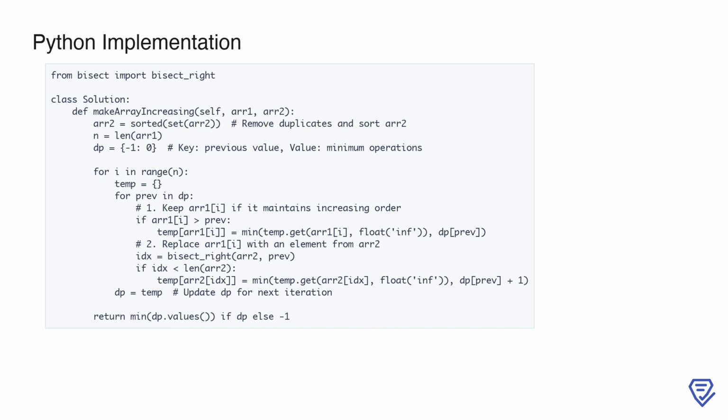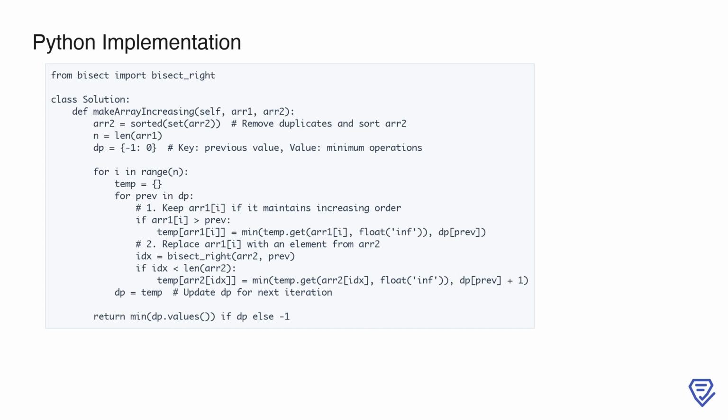Replace with an element from ARR2. Using binary search, bisect_right, we find the smallest element in ARR2 that is greater than previous. If such an element exists, we update temp with one additional operation. 5. Update DP. After processing all options for ARR1[i], we replace DP with temp, effectively moving to the next state. 6. Result. After processing all elements of ARR1, the minimum value in DP represents the minimum operations required. If DP is empty, it means no valid sequence could be formed, and we return -1.